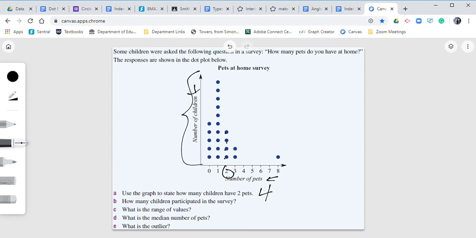How many children participated in the survey? 1, 2, 3, 4, 5. So there's 5 in that column. We already know that there's 4 in that column. There's 2 in that column. There's 1 in that column, and I avoided the big column. 1, 2, 3, 4, 5, 6, 7, 8, 9, 10. 5 plus 10 is 15, plus 4 is 19, plus 2 is 21, plus 1 is 22 students.